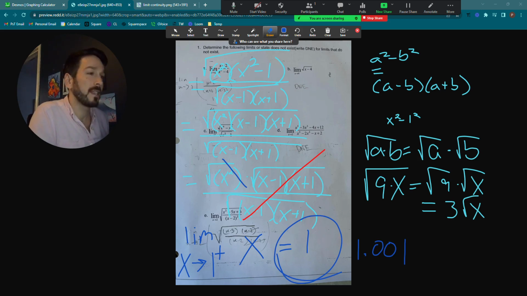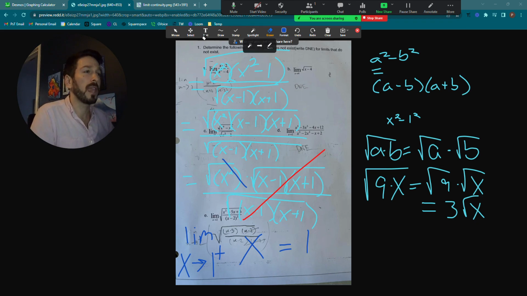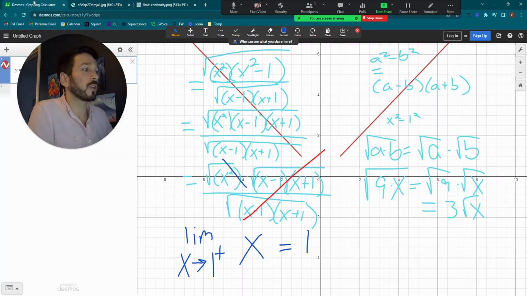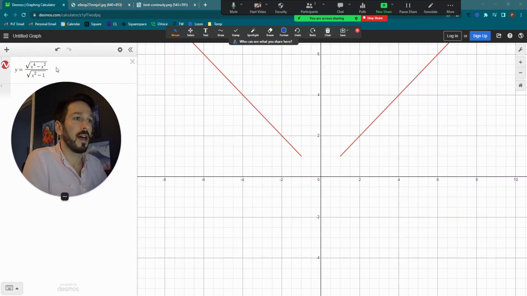Now, why did they give us a one-sided limit, right? They didn't say as x approaches 1. They said 1 from the right. Well, you can't really do this unless you're wanting to check. You can't really do this on a quiz or an assessment. But if we were to graph the original function, okay, and I have here, here it is, okay, and we're saying as x approaches 1 from the right.